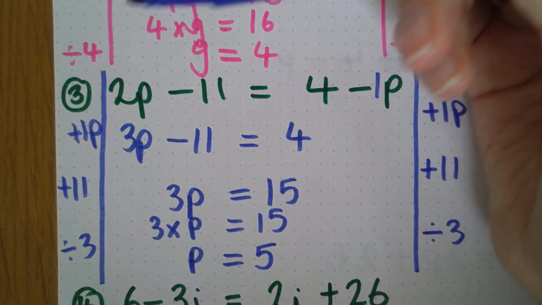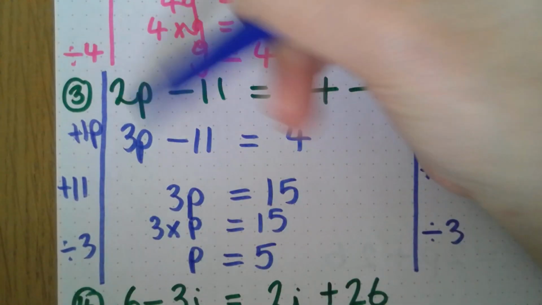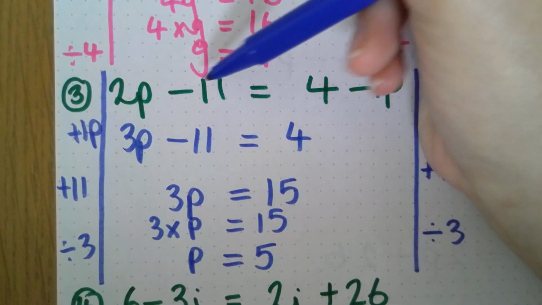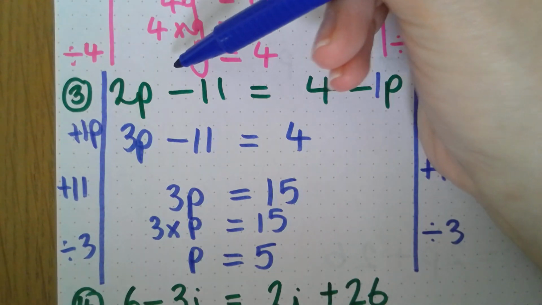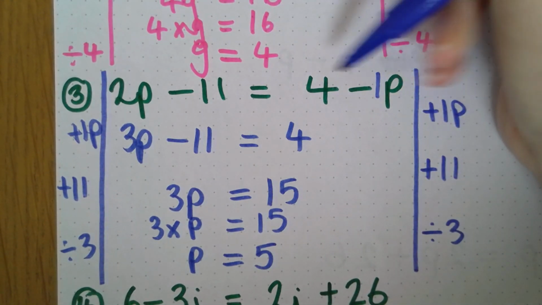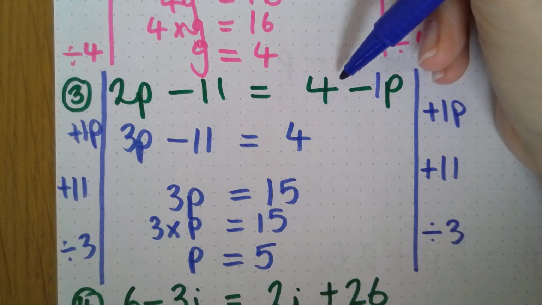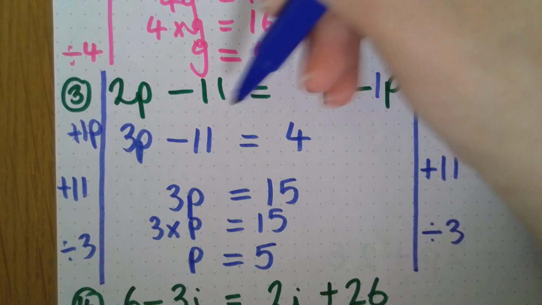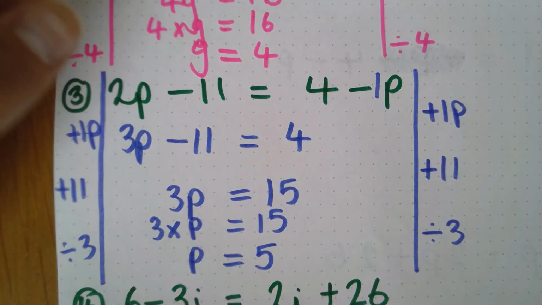Remember, you can check whether we've got it right. So 2 lots of 5 is 10, take away 11 is negative 1. 4 take away 5, 1 lot of 5, 4 take away 5 is also negative 1. So negative 1 and negative 1, they're equal, so that's correct.